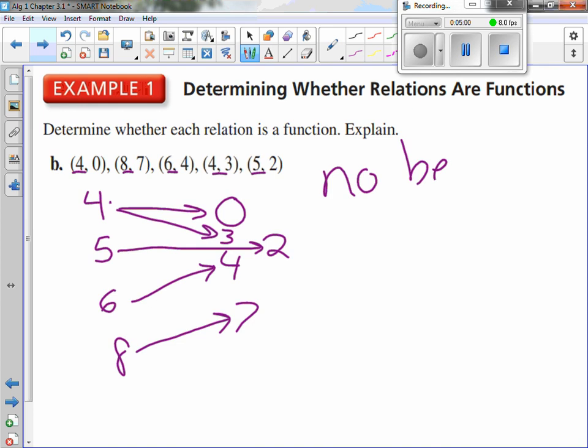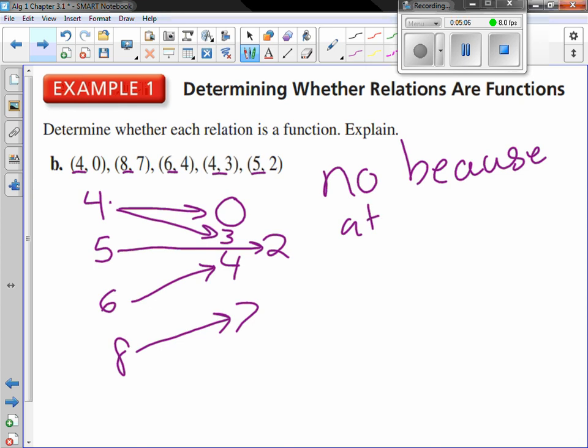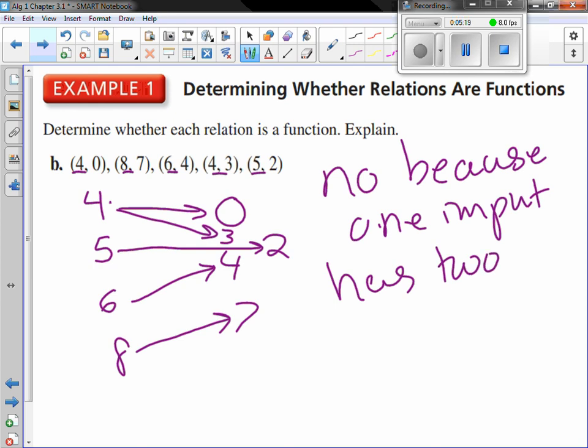No. Because one input has two outputs. There's at least one input that has at least two outputs.